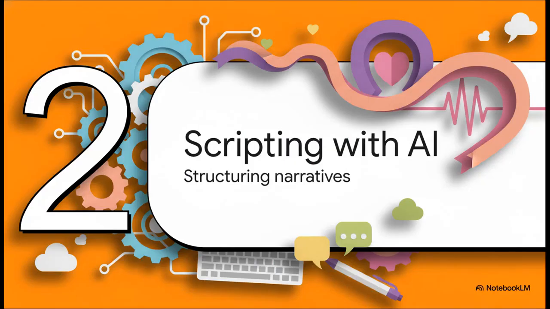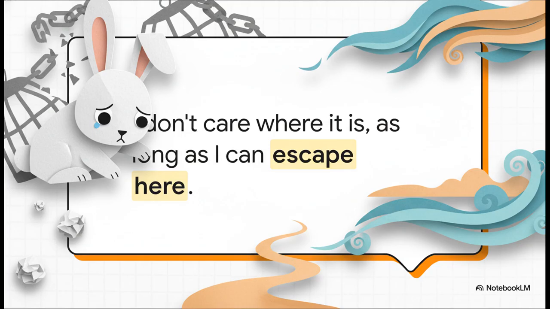Moving on to step 2, scripting with AI. What's genuinely fascinating here is the sheer emotional depth the AI manages to capture. Take this poignant line from scene 1 of our Happy Nightmare script. "I don't care where it is, as long as I can escape here." Oof. That proves that AI-generated scripts don't have to be these robotic, lifeless lists of events. When you prompt them correctly, they can tap into genuine, visceral feelings of burnout that we can all relate to.